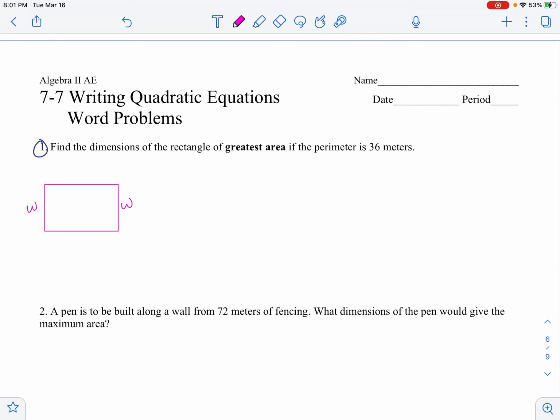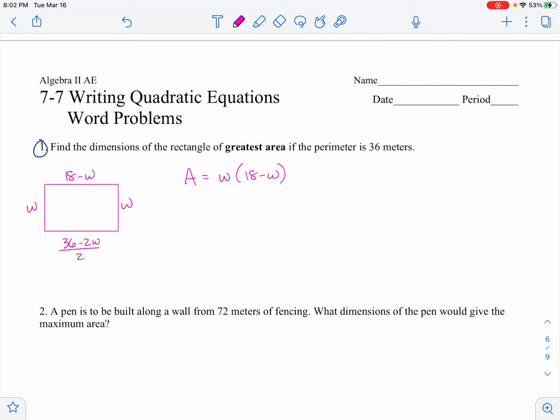If my whole perimeter is 36, then I can take away those 2 W's and divide what I have left over evenly by 2. So if I have 36, I take away my 2 W's and I divide in half. That means my length here is going to be 18 minus W. Now to find area, I'm going to multiply. Area is equal to W times 18 minus W.